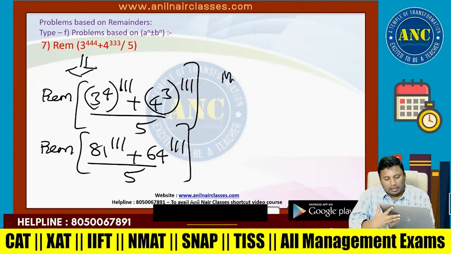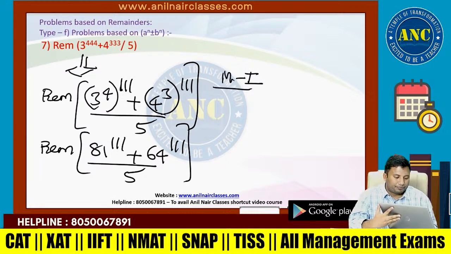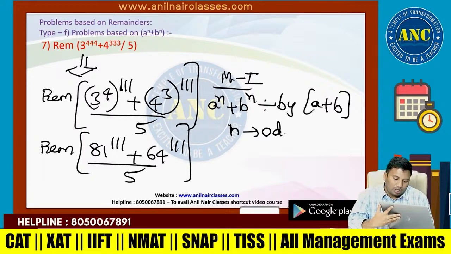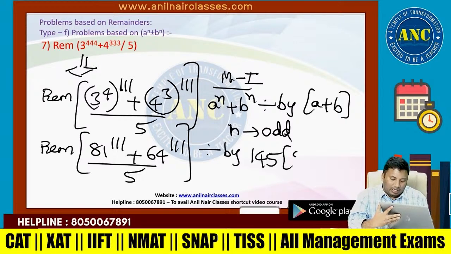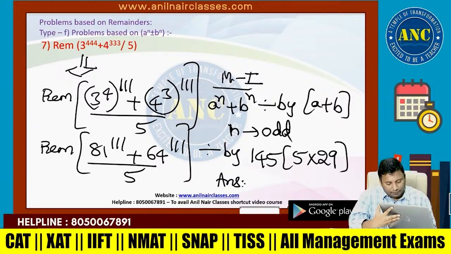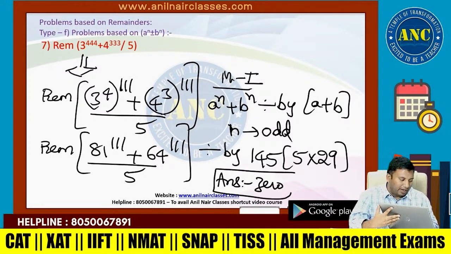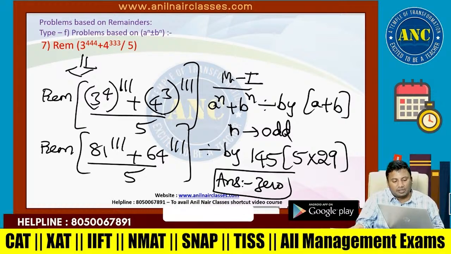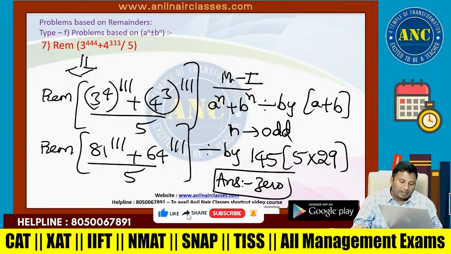You can do it in multiple methods. Method 1: A power n plus b power n is always divisible by a plus b if n is an odd number. So it is divisible by 145. 145 is 5 into 29. So the answer is 0. That is one way to do it.